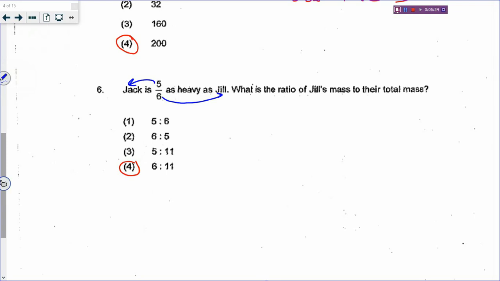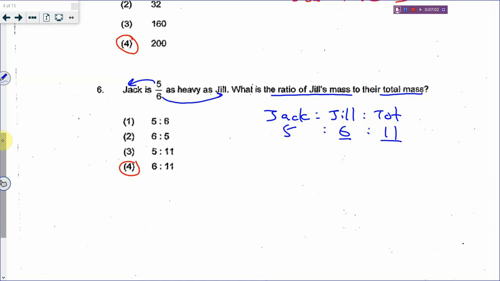So we are going to write as ratio. Jack is to Jill. And because the question asks for the ratio of Jill's mass to their total mass, your ratio will have total as well. So Jack is 5 units, Jill is 6 units, and the total is 11 units. So what's the ratio of Jill to their total? 6 is to 11, and your answer is number 4. Okay, let's go on to the next one.